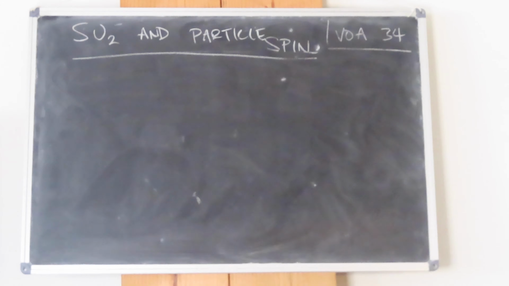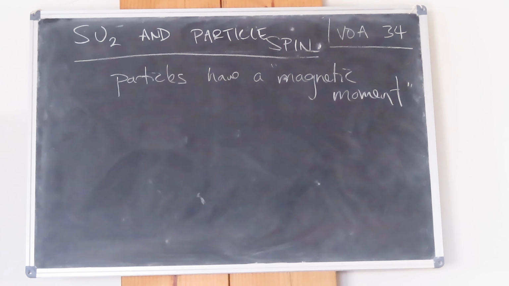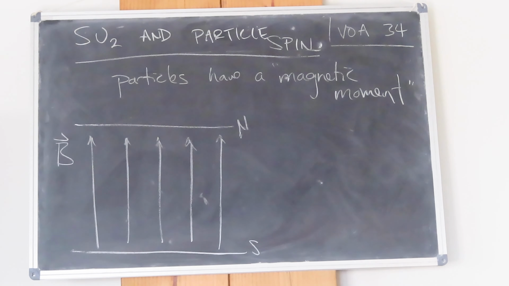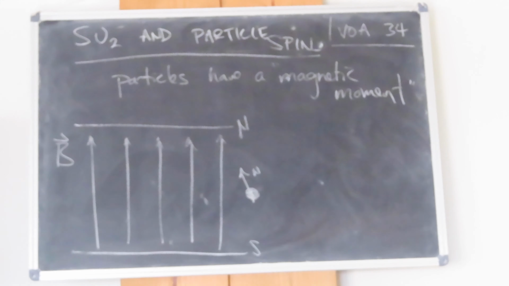Now, before we dive too much into the representation theory of SU2, let's first give some physical motivation. Consider a constant, uniform magnetic field directed upwards. You might recall from elementary physics that magnets tend to align with such a magnetic field, and they do so because of a torque that pulls them towards alignment.